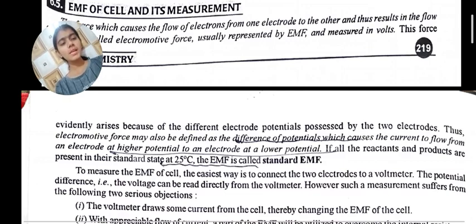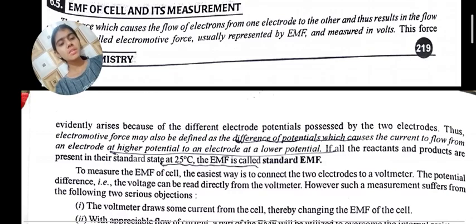If all the reactants and products are present in their standard state, that is at 25 degrees centigrade, the EMF is called standard EMF. To measure the EMF of a cell, the easiest way is to connect the two electrodes to a voltmeter. The potential difference, that is the voltage, can be read directly from the voltmeter.